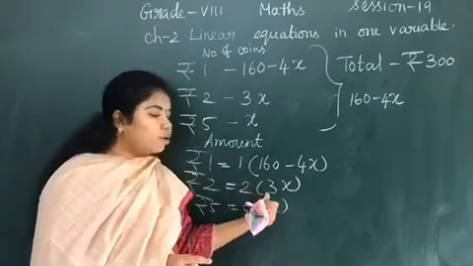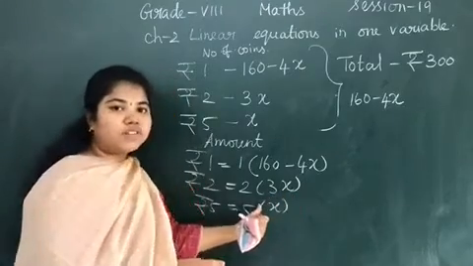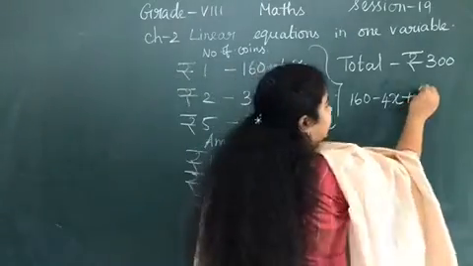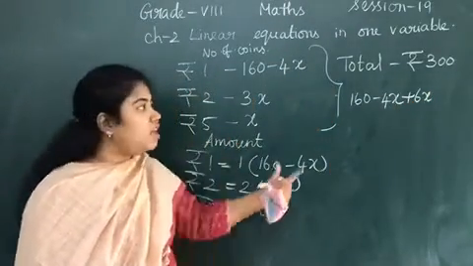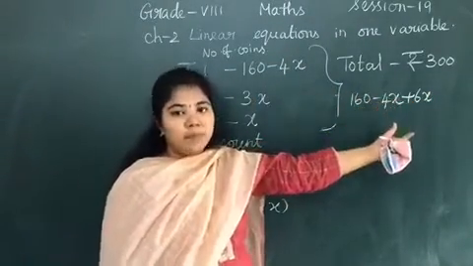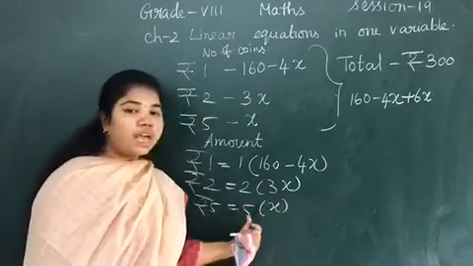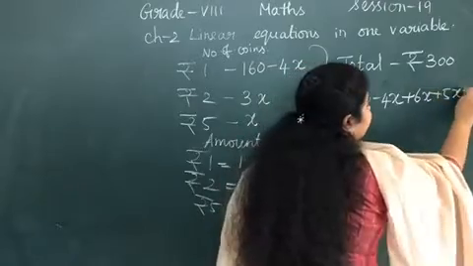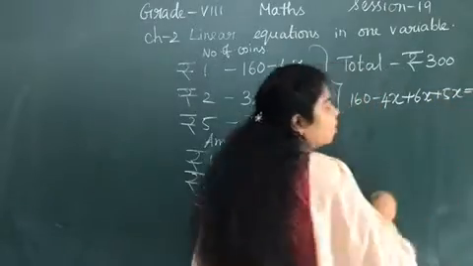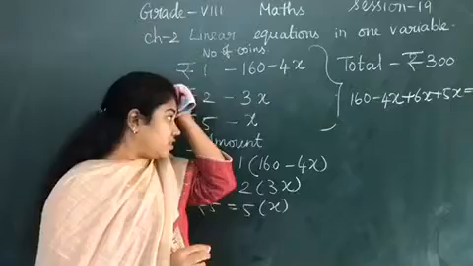Now 2 into 3 is 6 and write the variable. What is the answer now? 6x plus 6x. Why am I writing plus here? Because the sum of total money is 300. So I have indicated plus. Now see the next one. 5 into x is 5x. So plus 5x is equal to 300. Are you clear now? Now see the next step.